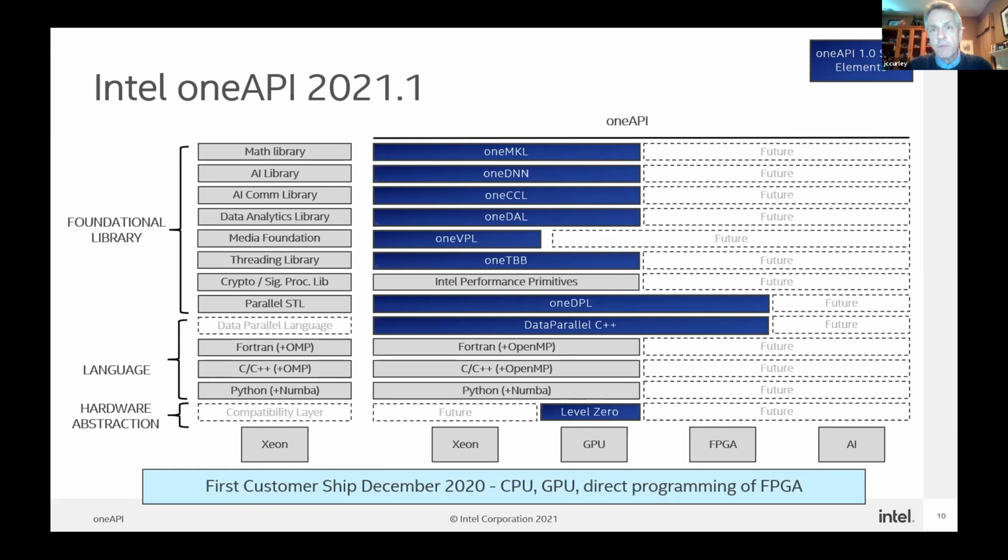For our FPGAs, which you can program through oneDPL and Data Parallel C++, we also have an OpenCL runtime today, which is capable of compiling and running the Data Parallel C++ and then executing it through an OpenCL runtime. Over time, we'll fan this out and make it available through Level Zero as well.